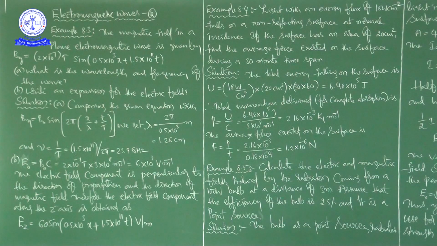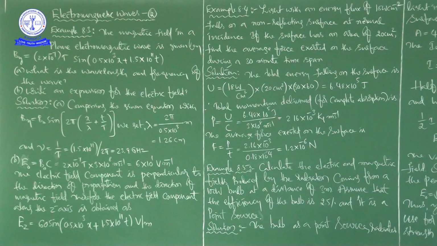In continuation to the last class, in this class we start with example 8.3. The magnetic field in a plane electromagnetic wave is given by By equal to 2 into 10 to the power of minus 7 Tesla sine (0.5 into 10 power 3 x plus 1.5 into 10 to the power of 11 t). Here capital T is Tesla and small t is time.